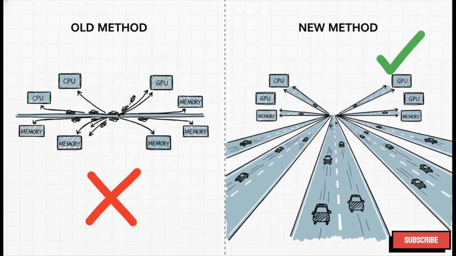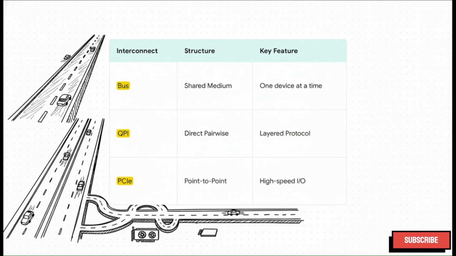So to fix this bottleneck, modern computers got a huge upgrade. They moved to a system of point-to-point interconnects. So instead of that one shared road, imagine every important building gets its own private multi-lane superhighway directly to the other buildings it needs to talk to. It is so much faster and way more efficient. And this table here sums it up perfectly. We move from that old shared bus, the single-lane road, to modern tech like Intel's QPI, which are like private express lanes between processors. And then you have PCIe, which acts like a dedicated, high-speed on-ramp directly to the motherboard for really demanding stuff like your graphics card or a super-fast SSD.